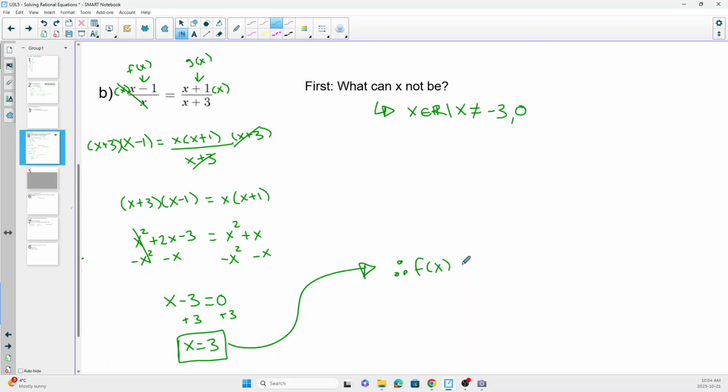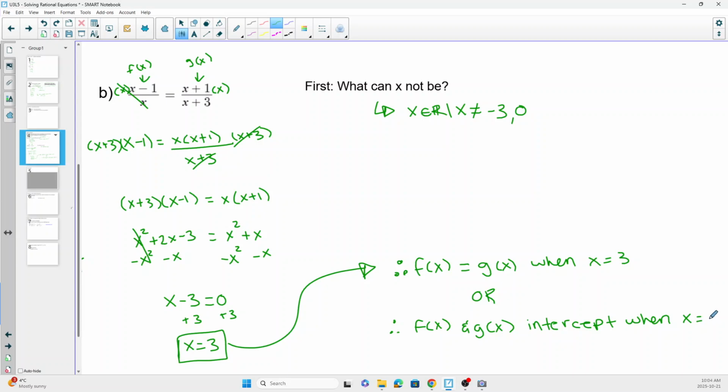F at x is equal to g at x when x is equal to 3, or you could say, therefore, f at x and g at x intercept, right? Because when they're equal to each other, that's a point of interception. They intercept at x is equal to 3. Okay, so again, check our work using Desmos.